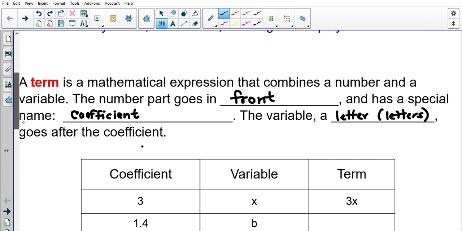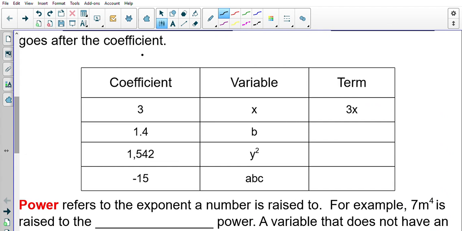Okay, so let's just make sure we understand that. So here, if our coefficient is 3 and our variable is x, our term is 3x. Coefficient 1.4, variable b, it would simply be 1.4b. 1,542, and then our variable y squared. Coefficient negative 15. Now here our variable has 3 letters, and that's fine. They're all together, which means they're all being multiplied together.